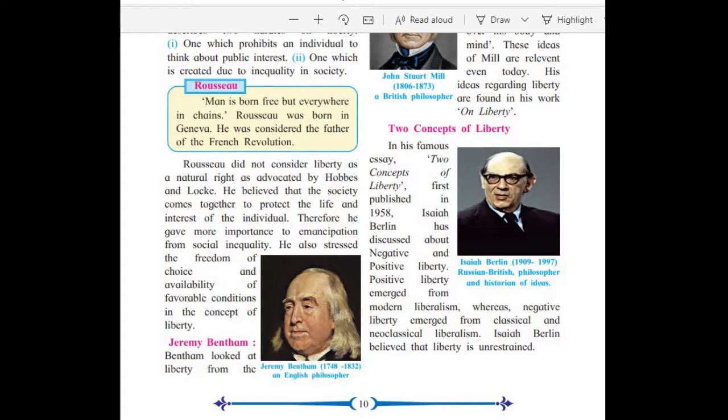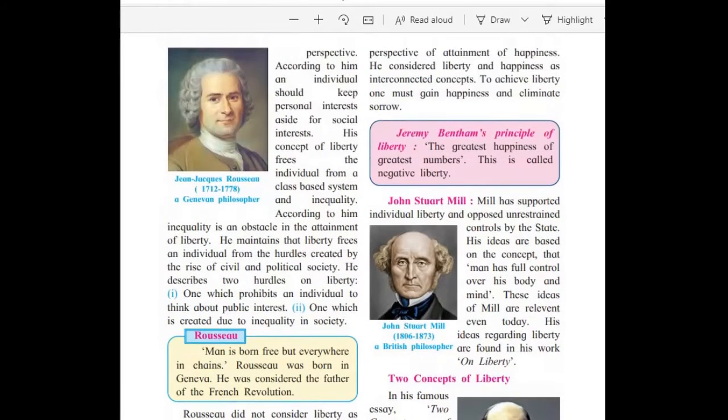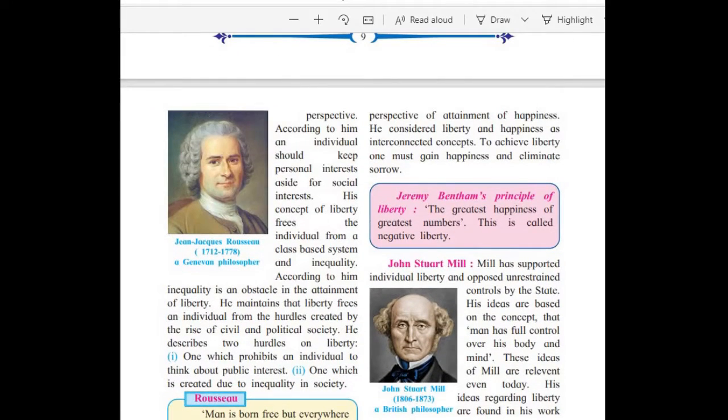Jeremy Bentham looked at liberty from the perspective of the attainment of happiness. He considered liberty and happiness as interconnected concepts. To achieve liberty, one must gain happiness and eliminate sorrow.